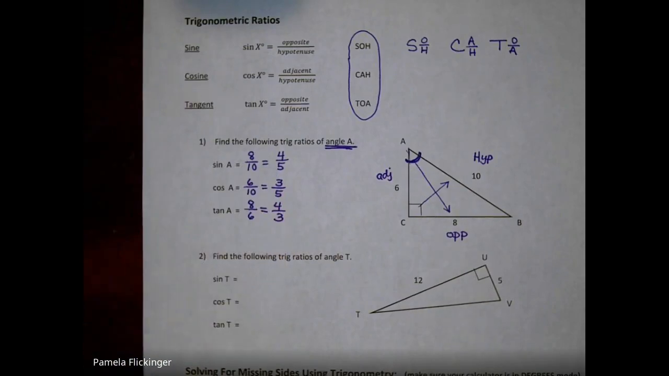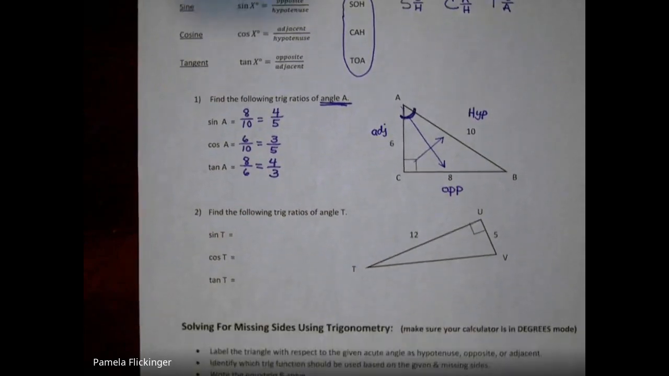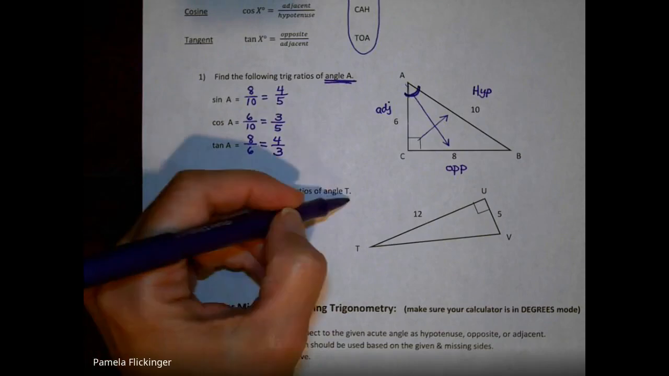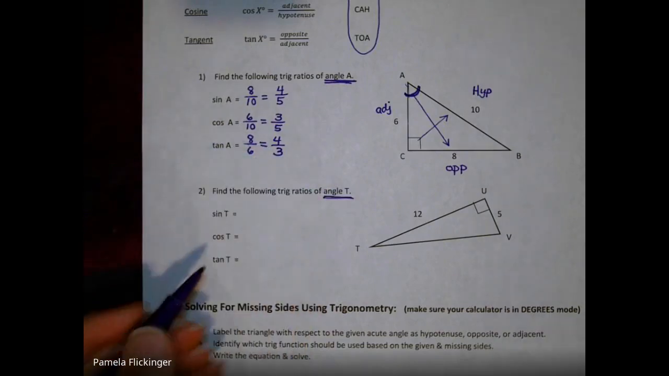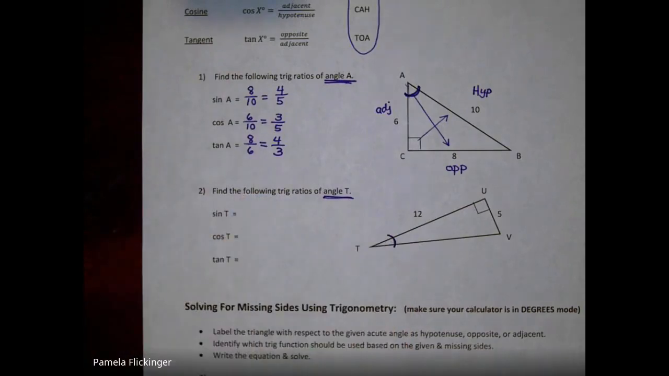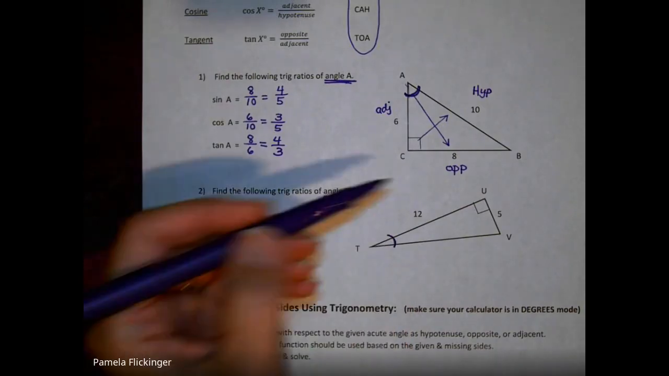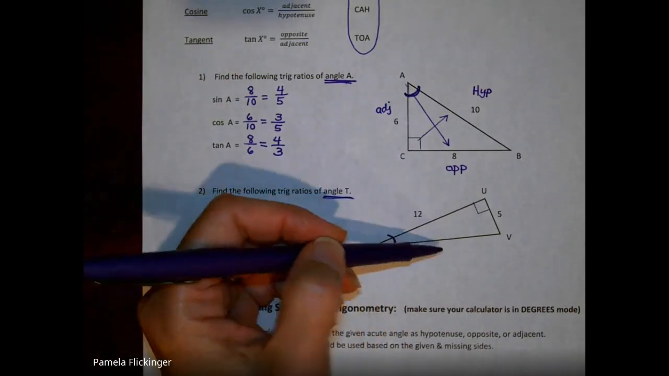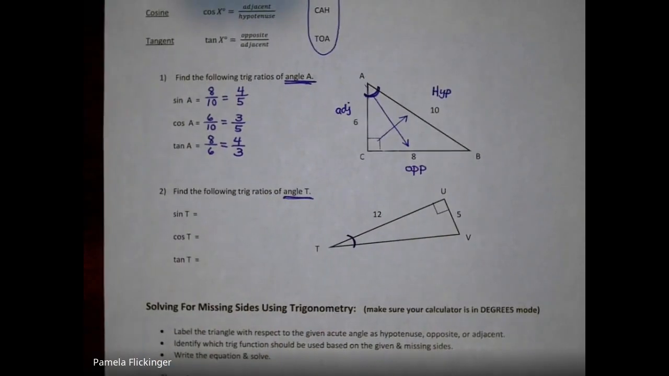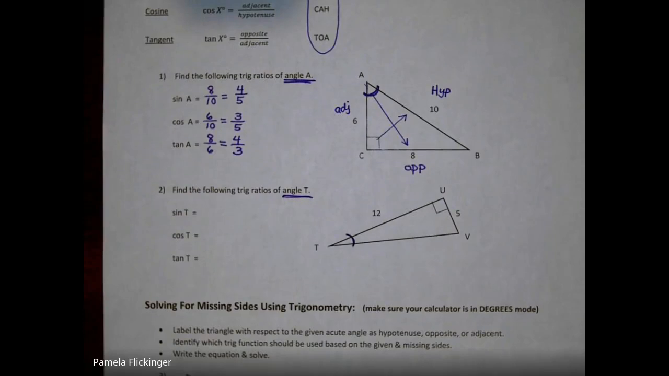All right, let's do another one. This one says, find the following trig ratios for angle T. So we come over here with respect to angle T. We label our parts. Now notice I'm missing a part. Well, that's okay. We know how to find them. That's what we did on Monday. We're going to do the Pythagorean theorem.